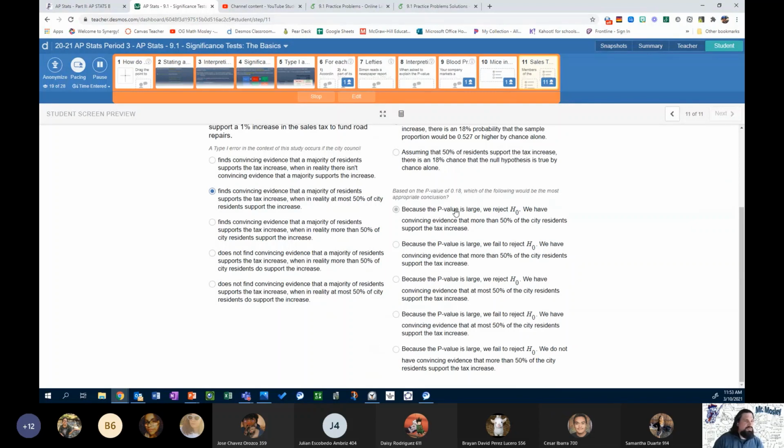Last one here, which of the following would be the most appropriate conclusion based on our p-value? This ends up being, we have a large p-value. When the p-value is large, we fail to reject H naught. So we get to exclude that we reject H naught. We're failing to reject, and we do not have convincing evidence that more than 50% of the city residents support the tax increase. We do not have evidence of our alternative.